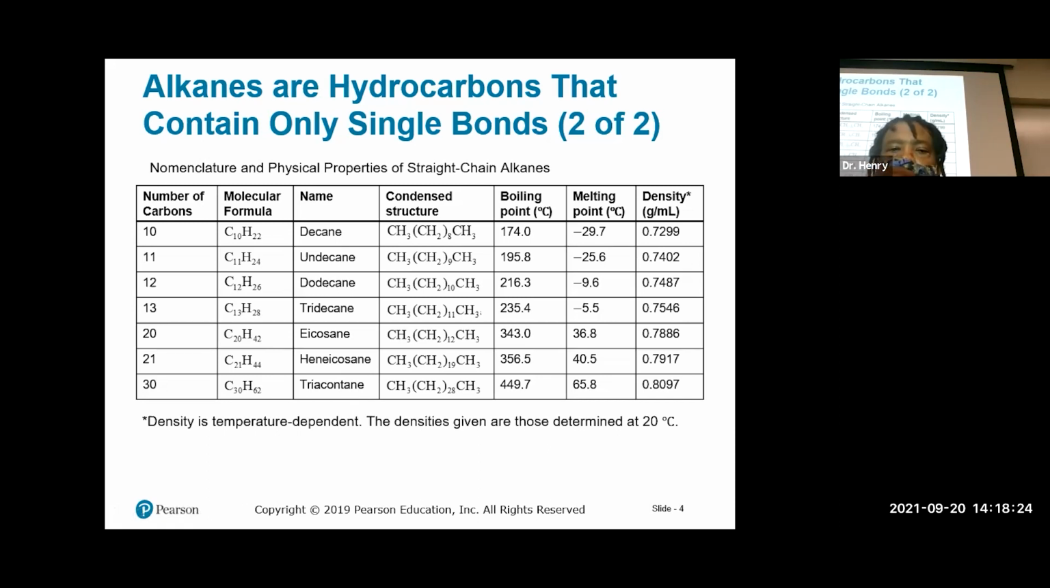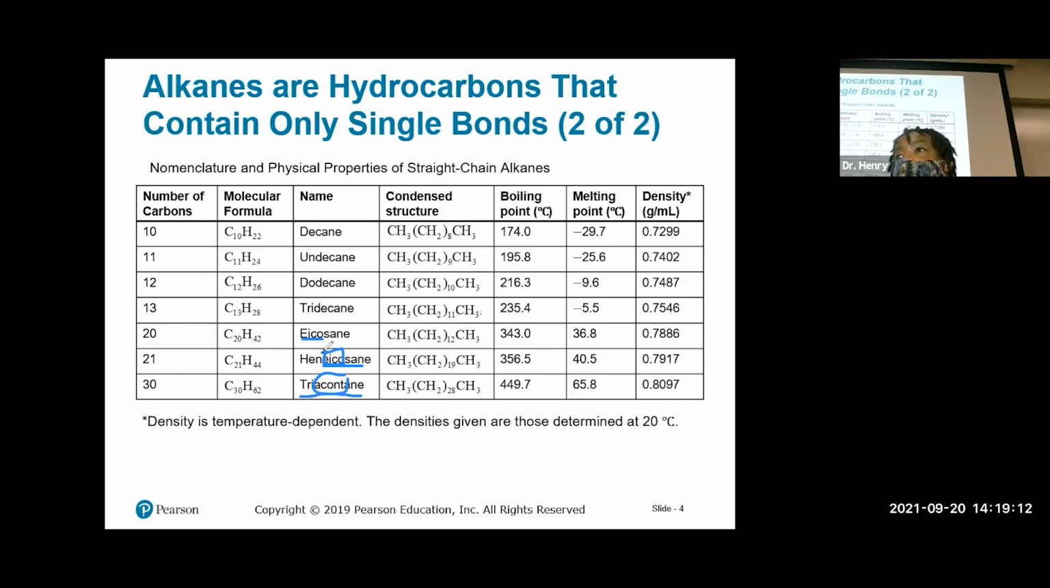Okay, so the 20s, you start with eicosane, right? 21 would be henicosane. Okay. And then when we get to 30 is triacontane. Okay. So that's going to be at 30. This is going to be our 20.